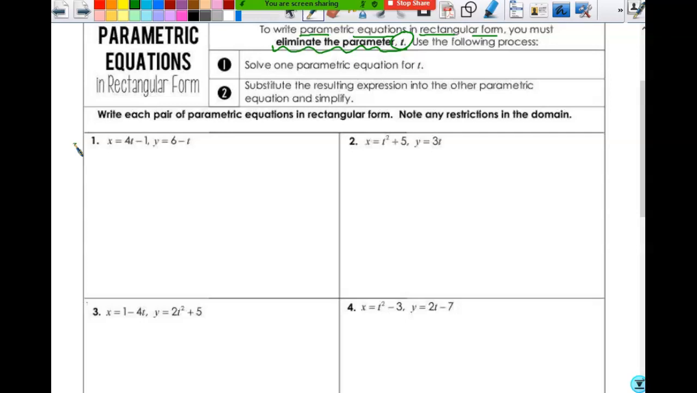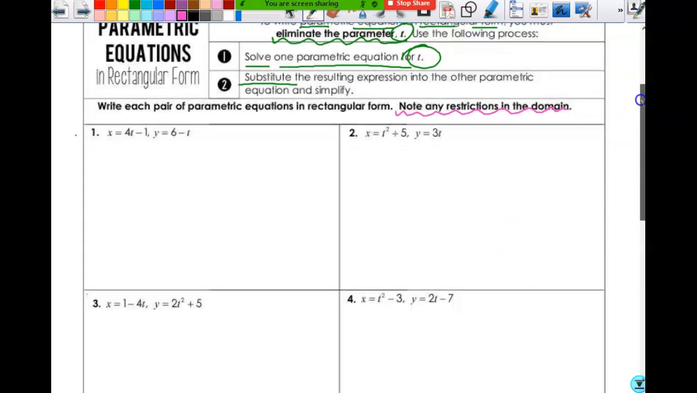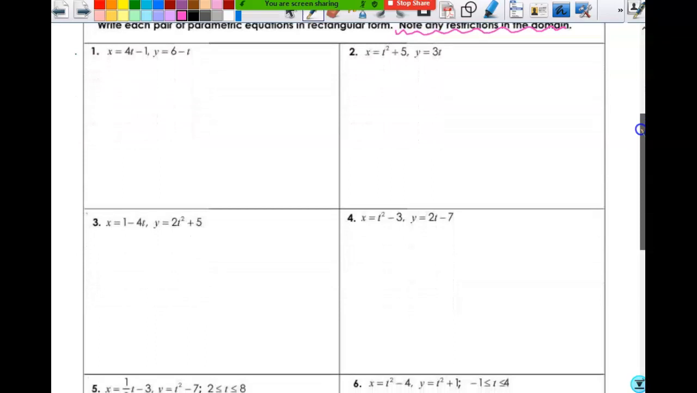But since we're solving for a variable and not for a value, then the elimination method doesn't work. So we're going to have to solve one parametric equation for t, and then use substitution. Okay. Our directions here say write each pair of parametric equations in rectangular form and note any restrictions in the domain. That's important. They may tell us restrictions. There may be restrictions that we have to catch on our own.